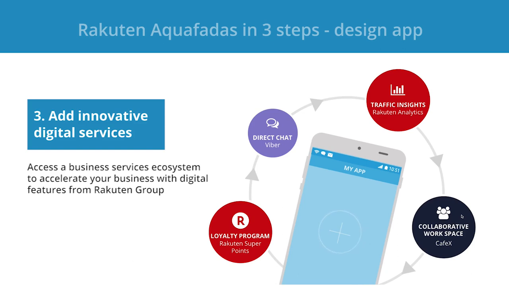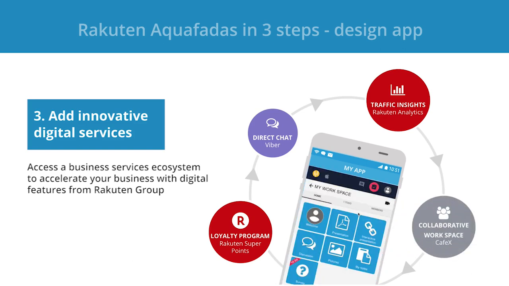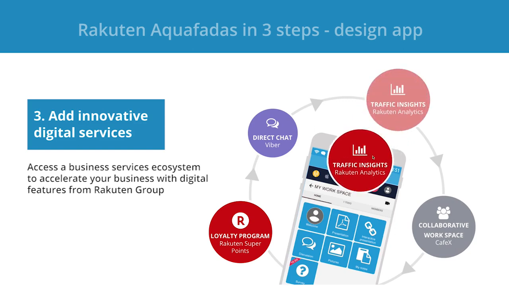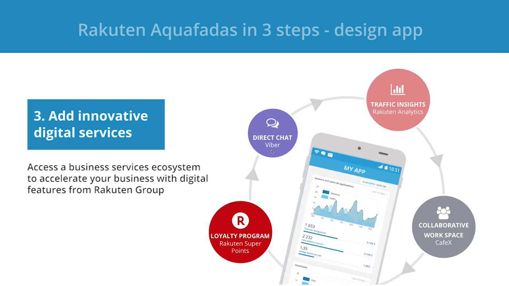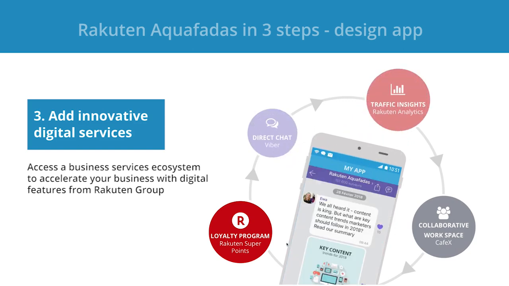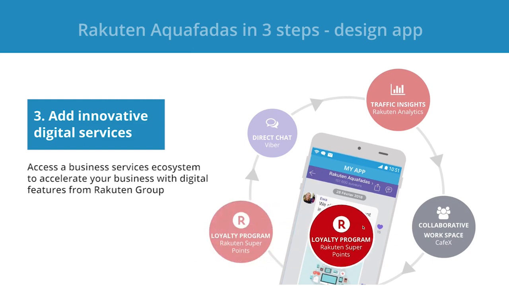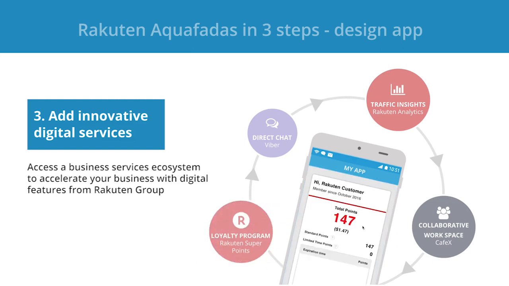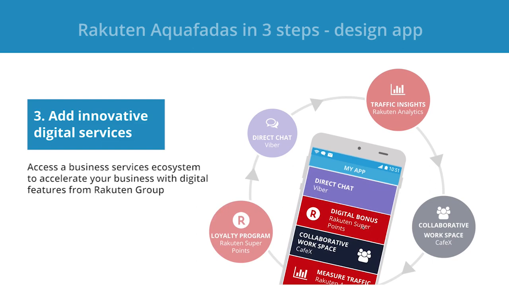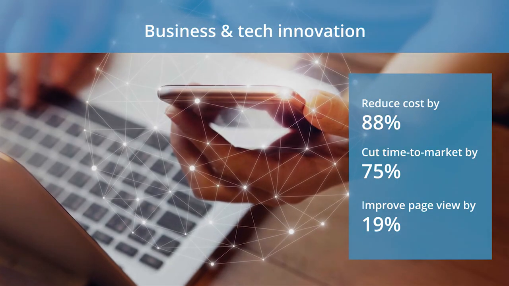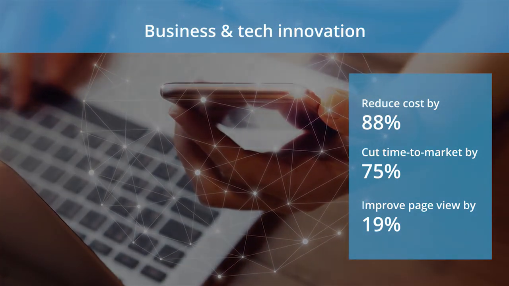Step 3. Thanks to the Rakuten ecosystem, you can now also enhance your apps with innovative digital services to boost performance of your business. Pick and mix with collaborative workspaces from CafeX, traffic drivers from Rakuten Analytics, public chat, group chat from Viber, or loyalty program from Rakuten Superpoints.